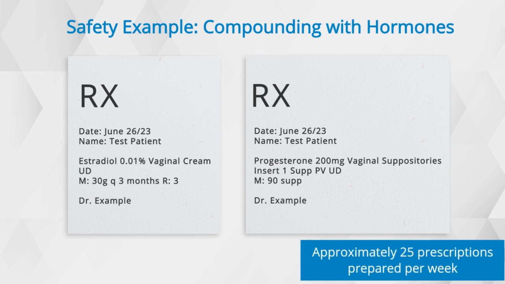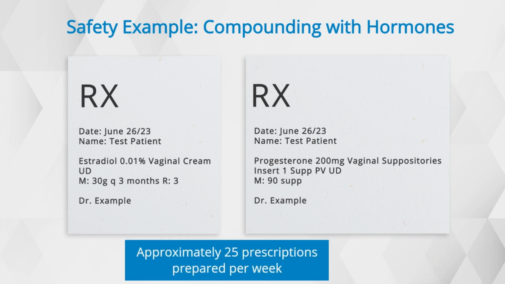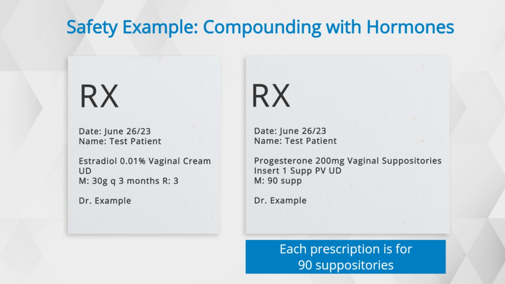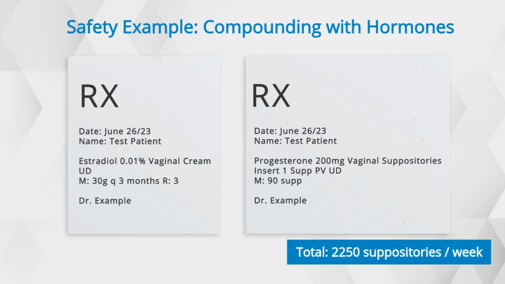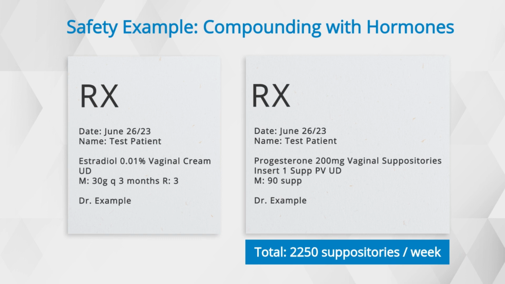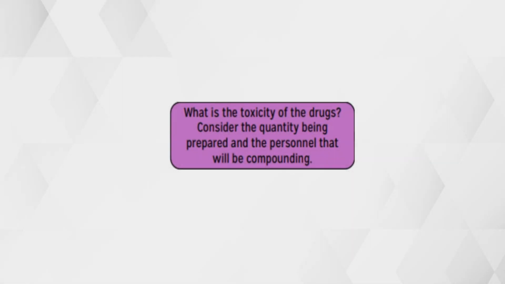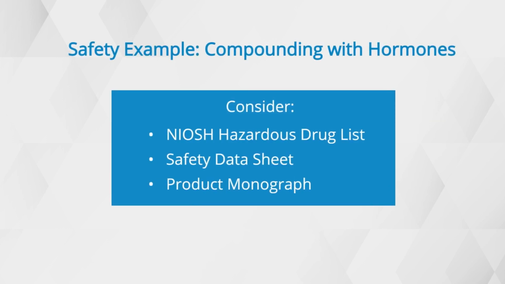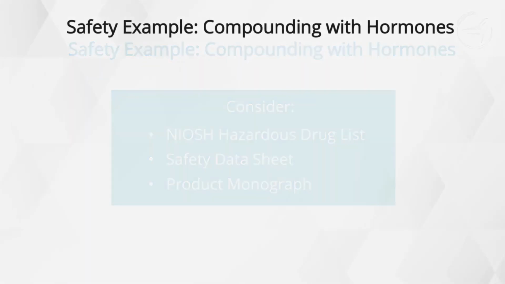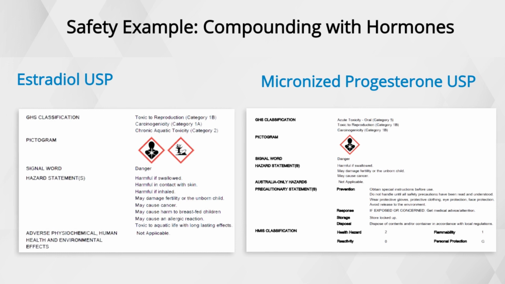The pharmacy compounds approximately 25 prescriptions for 90 suppositories each on a weekly basis, which equals 2,250 suppositories per week. In this example, both hormones would be included in Table 2 of the NIOSH list. So right away, we know that they are considered a hazardous drug in the healthcare setting. But what do the safety data sheets say? The safety data sheets are actually pretty similar to the one we reviewed for hydrocortisone, but they have an emphasis on the potential effects on reproduction and their carcinogenic potential.